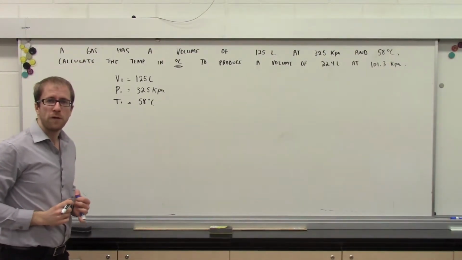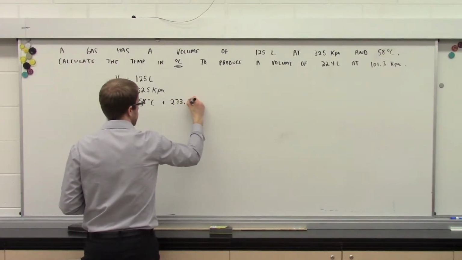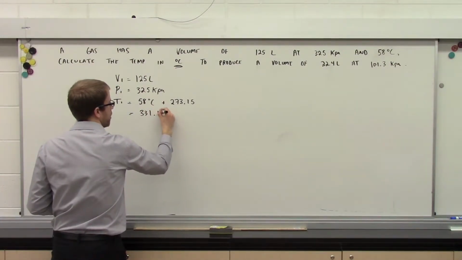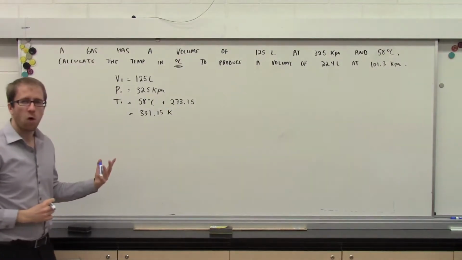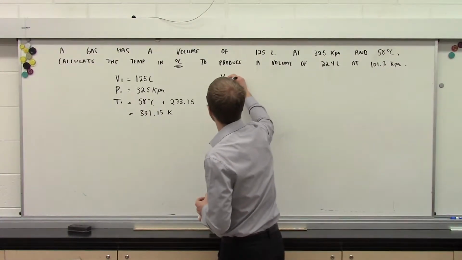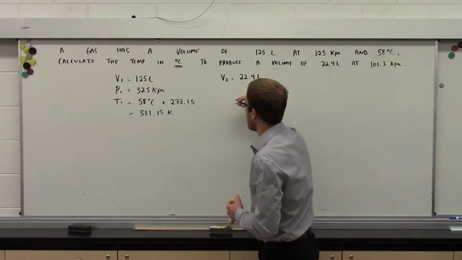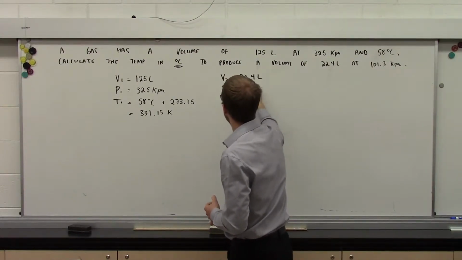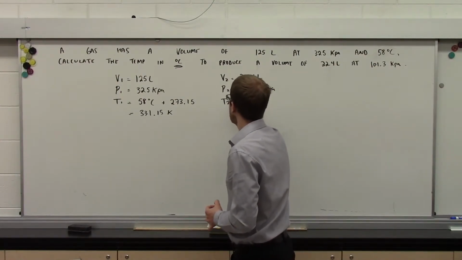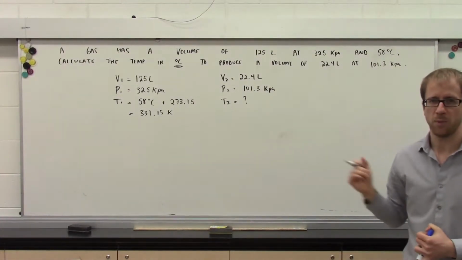Let's take a second now and convert this to Kelvin. So we're going to add 273.15 to give us 331.15 Kelvin. All right, so what are the final conditions of our gas? Well, the volume changes to 22.4 liters, and the pressure changes to 101.3 kilopascals. And what is the question asking us for? It's saying as a result of this change in volume and this change in pressure, what is our new temperature?